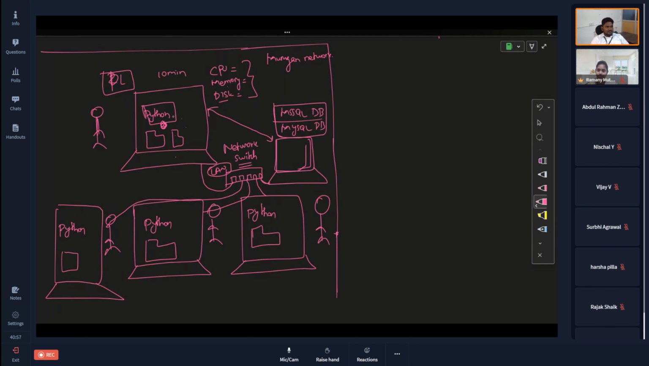For example, Murugan's laptop has 8 CPU cores, 16 GB RAM, and a 5 TB hard disk. This is the specification of his laptop. With this specification, Murugan can process one client's data at a time.